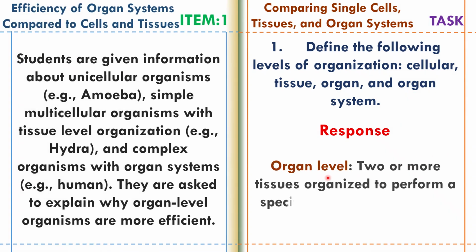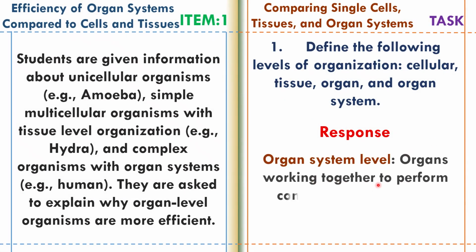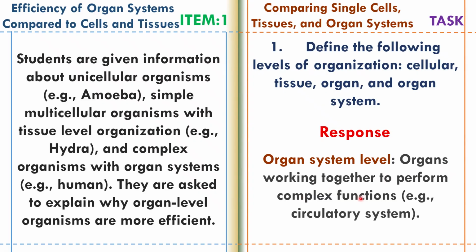Organ level: two or more tissues organized to perform a specific function. An example, a heart. Organ system level: organs working together to perform complex functions. An example, circulatory system.